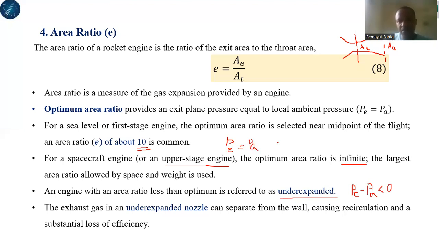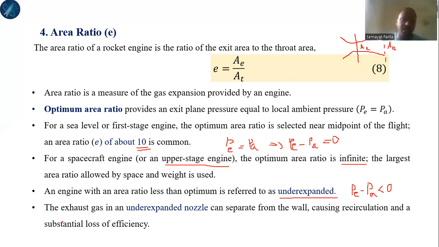That implies PE minus PA is equal to 0. So this is under expanded condition. So the exhaust in an under expanded nozzle can separate from the wall. This is called turbulence condition.